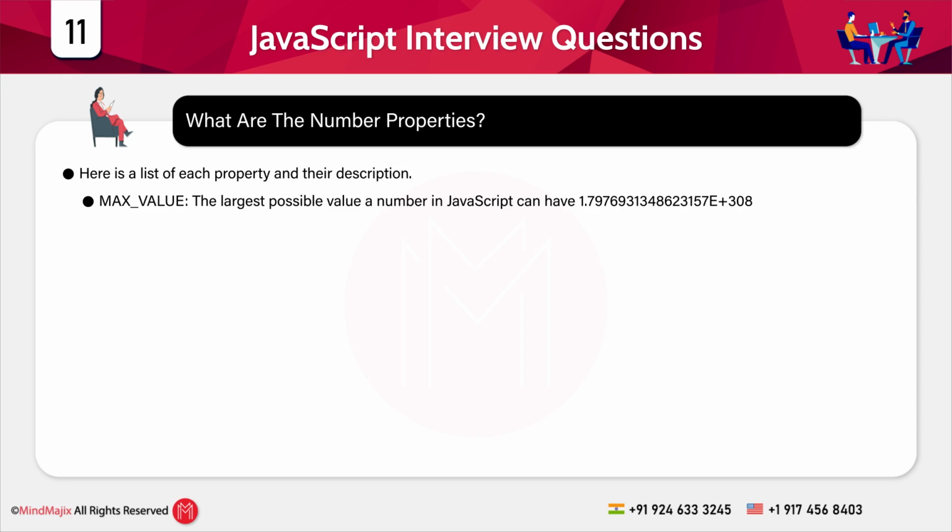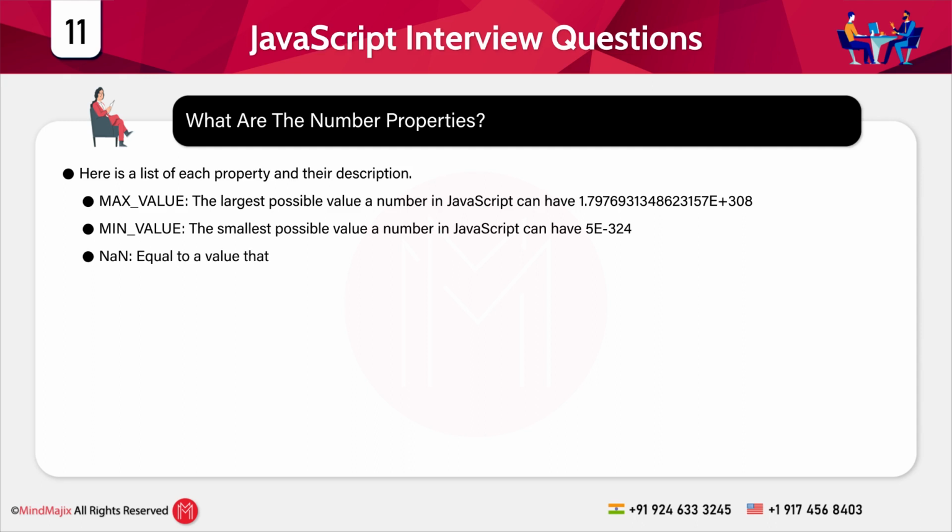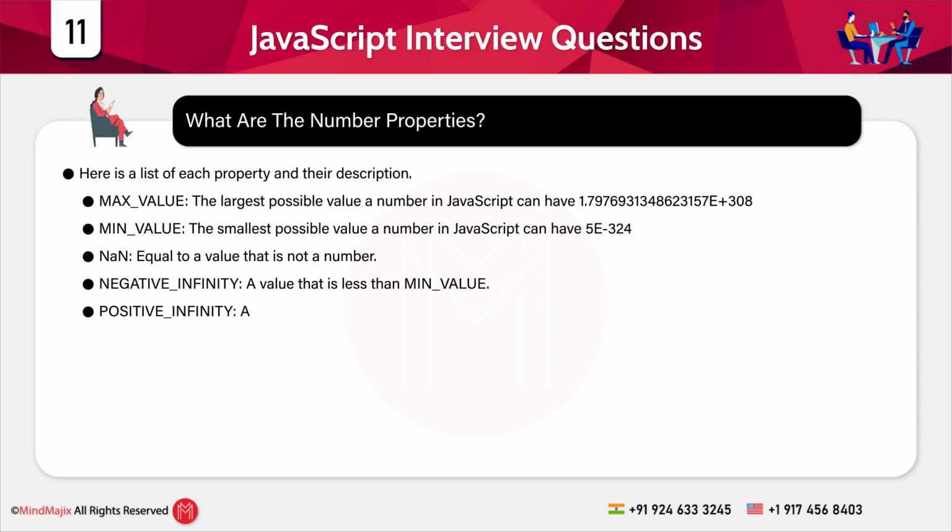It is the max value for any number. Min value, the smallest value a number in JavaScript can have, 5e-324. NaN, equal to a value that is not a number. Negative infinity, a value that is less than min value. Positive infinity, a value which is greater than max value.